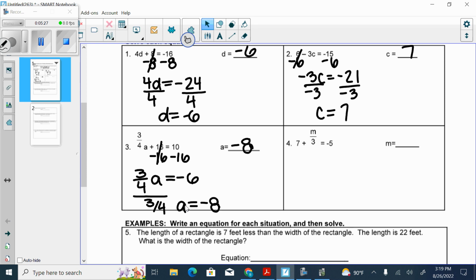Number 4. What do we want to move first? Very good. Okay. And what is negative 5 minus 7? Very good. All right, so now we have m divided by 3 equals negative 12. So how do we get rid of that divide by 3? Very good. You just multiply both sides by that 3. So it'll cancel out over here, and we do get negative 36. Nice.